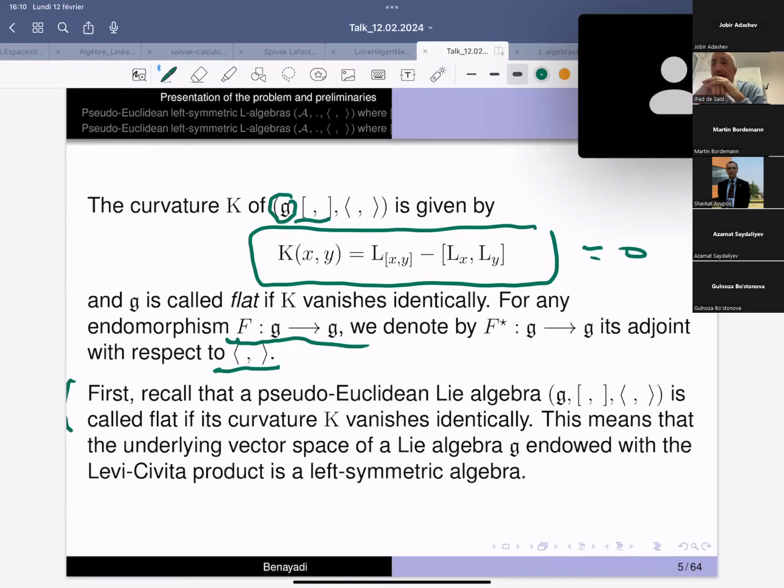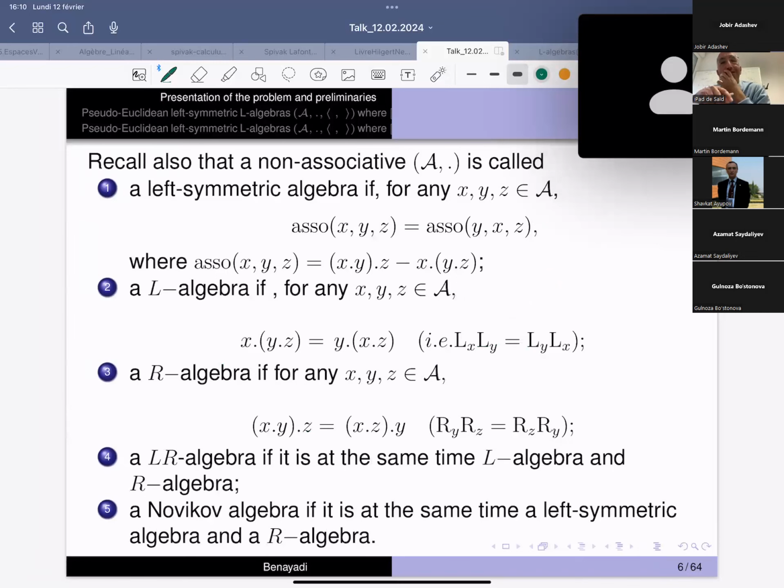Now, recall another definition. If you consider a non-associative algebra A, this algebra is called left-symmetric if your associator satisfies this identity. The definition of the associator is here. If you have this identity, this non-associative algebra is called a left-symmetric algebra, or Pauli algebra, or Vinberg algebra.